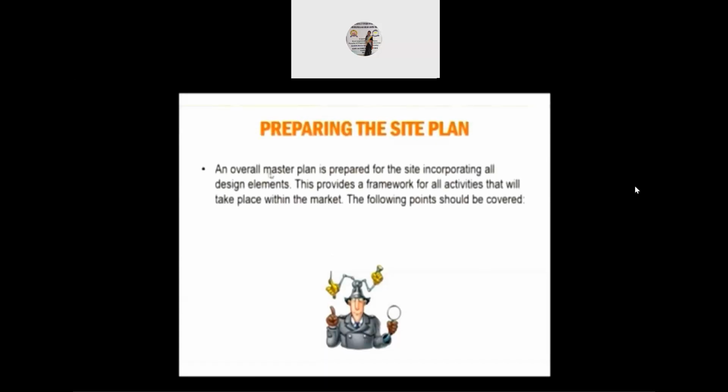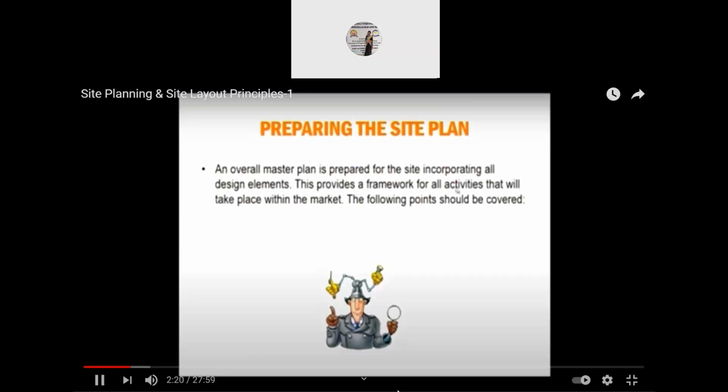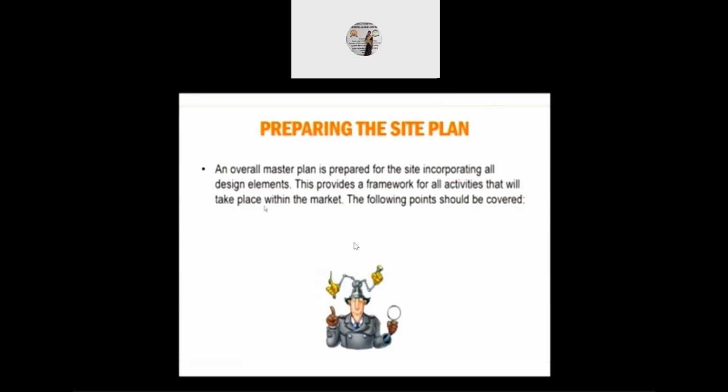An overall master plan is prepared for the site, incorporating all design elements. This provides a framework for all activities that will take place within the market. The following points should be covered. So while you're making a master plan, we need to understand where your site is and what type of design elements your site is going to require.